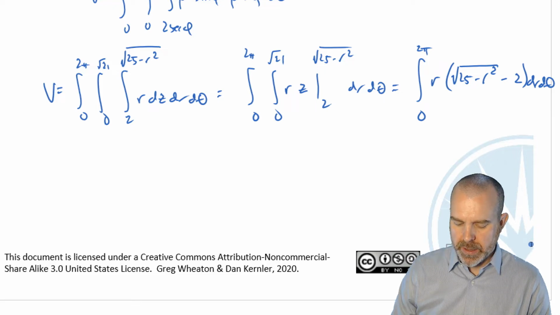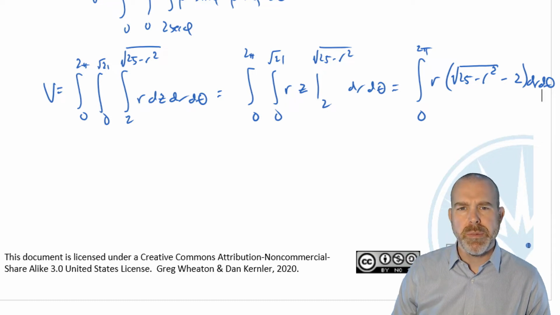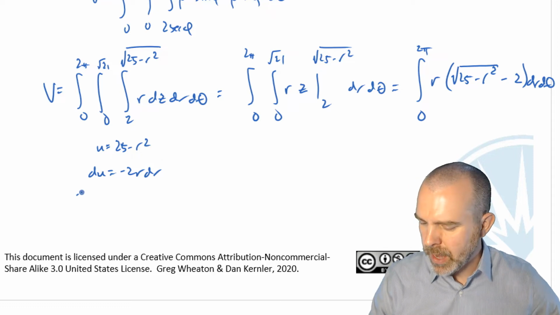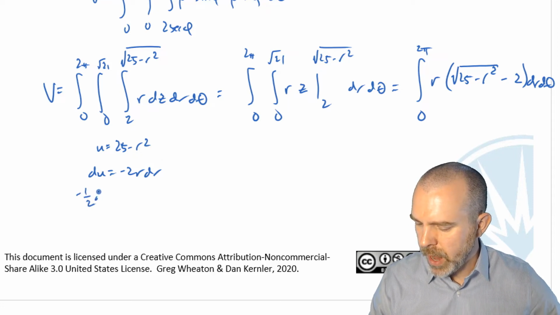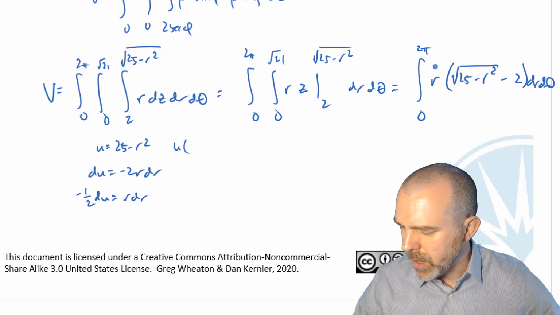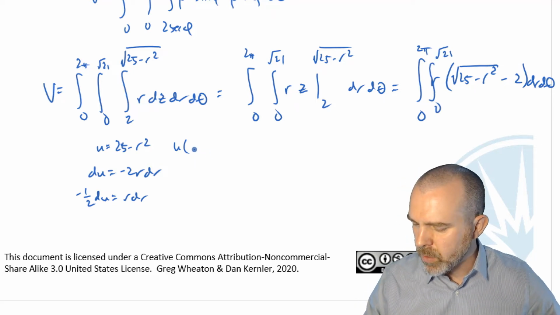What do we think? Do a u substitution right now? I think we probably can. Let's do u equals 25 minus r squared. du is negative 2r dr. We have an r dr. We'll do negative 1/2 du equals r dr. U at the lower bound, whoops, I lost my 0 to square root of 21. U at 0 will be 25, and then u at square root of 21 will be 4.